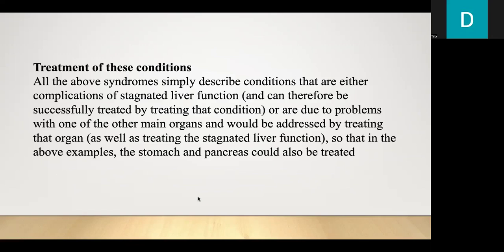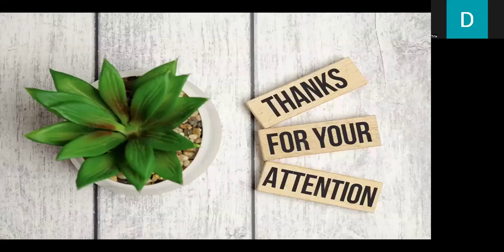Treatment of these conditions. All the above syndromes simply describe conditions that are either complications of stagnated liver function and can therefore be successfully treated by treating that condition, or are due to problems with one of the other main organs and would be addressed by treating the organ as well as treating the stagnated liver function, so that in the above examples, the stomach and pancreas would also be treated. Thank you for your attention.